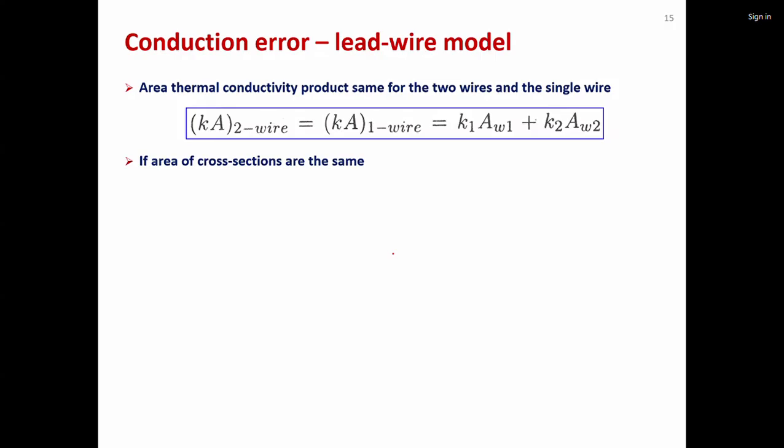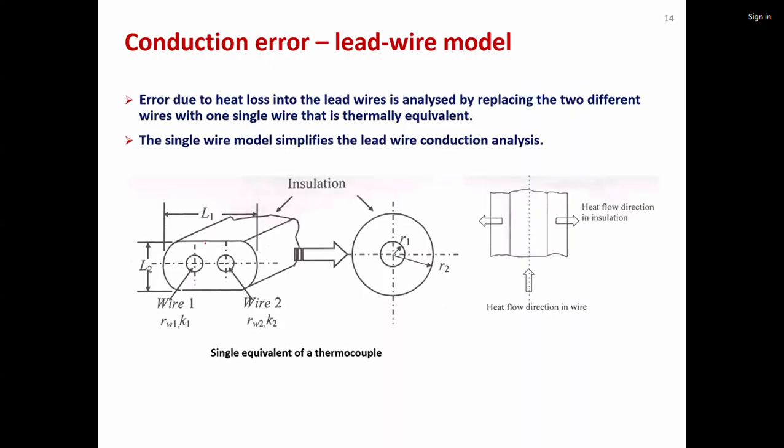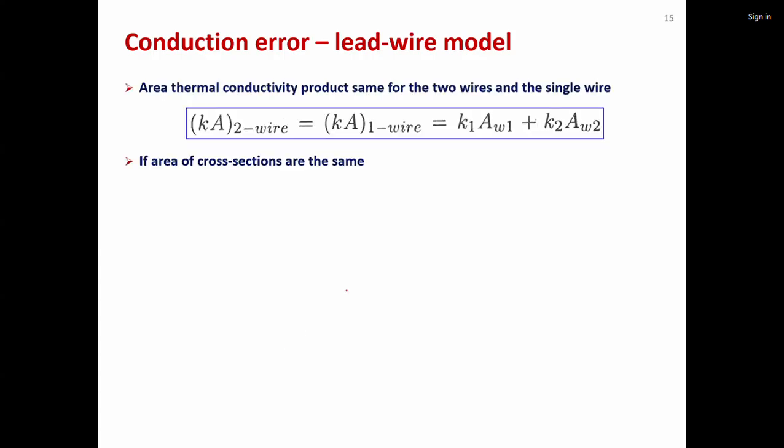Second thing is that the area of cross section, let's say these two wires are of the same area of cross section, so AW1 and AW2 are basically the same. Then you can write this as K1 plus K2 into AW. So that means the K times A in the equivalent model is going to be K1 plus K2 into AW.